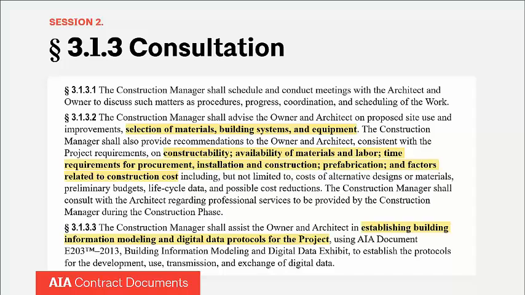Other services that are included in here would be things like helping identify what particular systems might be preferable to do in a prefabrication methodology rather than doing everything on site, and also helping the design team come up with BIM protocols that can be useful, not just during design, but also through to construction, if that's something that is desirable for the project.